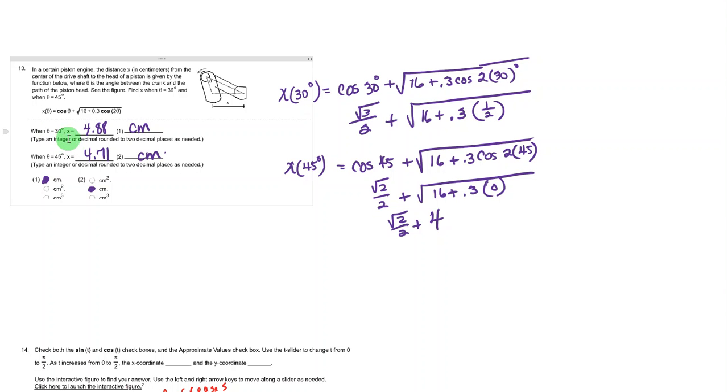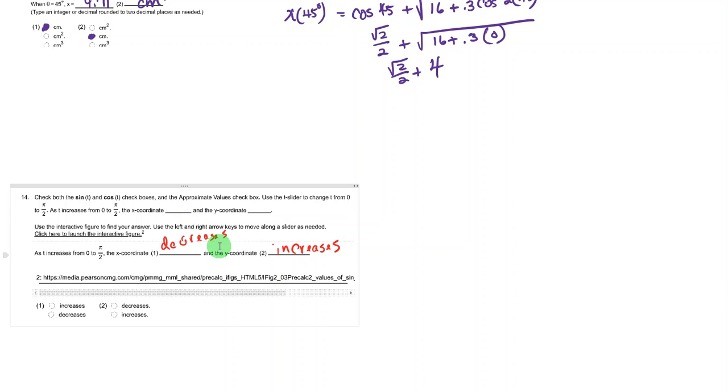All right, so when theta is 30 up here, x of 30 degrees equals cosine 30. Here's the cosine 30 plus the square root of 6 plus 0.3 times cosine of 2 times 30. All right. And the cosine of 60 is 1/2. The cosine of 30 is square root of 3 over 2 plus this. And if you do all of that in your calculator, you will end up with 4.88. If you do 45, you are just substituting 45 for both of those places and going through and figuring out, you should get 4.71.